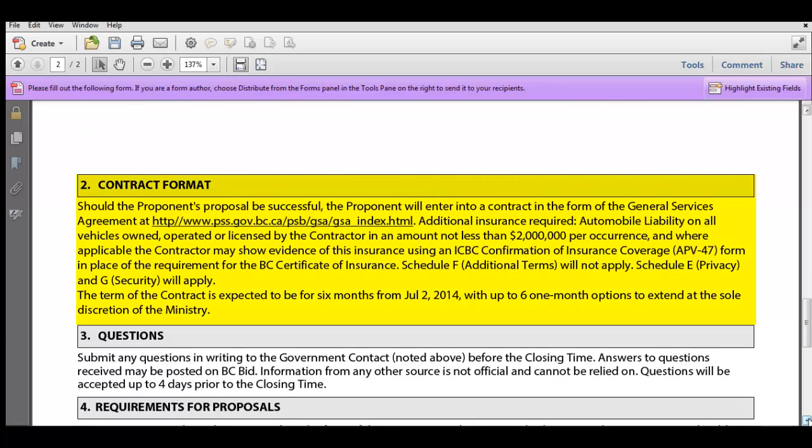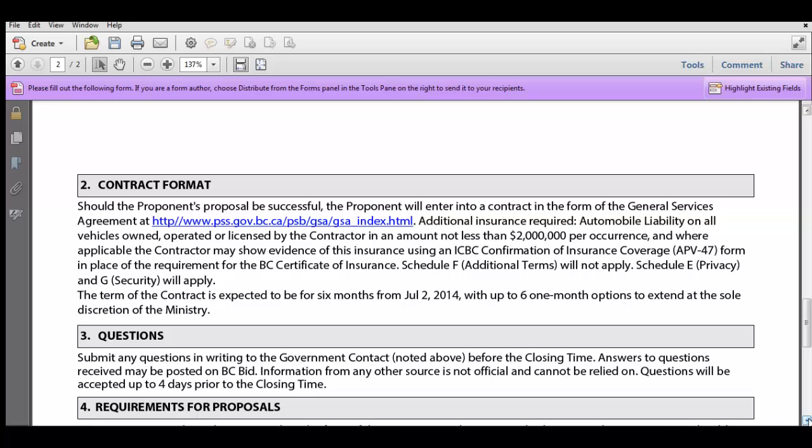Every SRFP is going to tell you exactly what form of contract will be used if you are the successful proponent. What is it you're expected to sign? There are two options. Either the General Services Agreement, which is what the sample is doing, or there might be a customized contract that would be attached as an Appendix B to the SRFP. And one or the other is going to be your contract format.